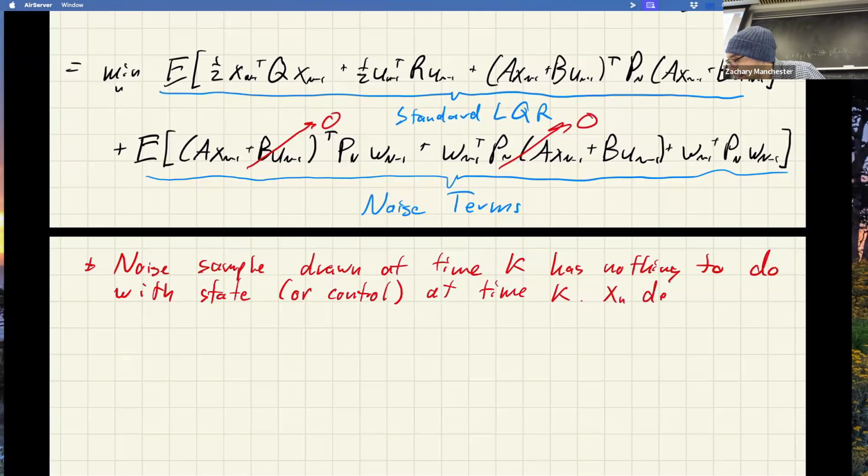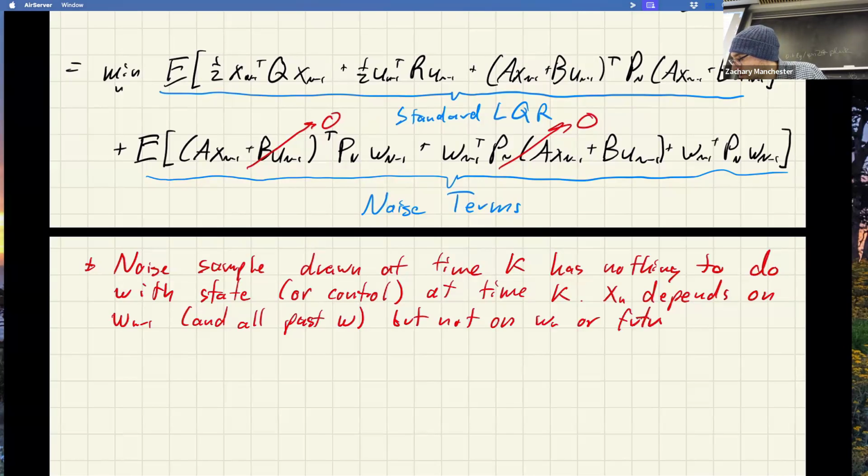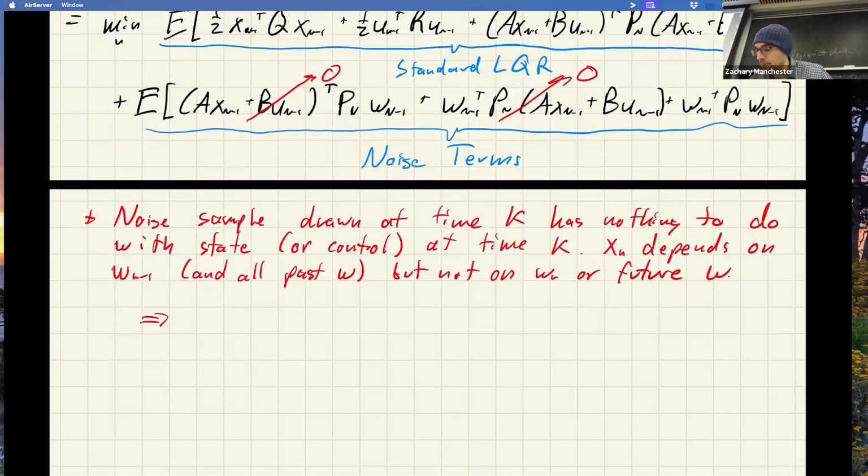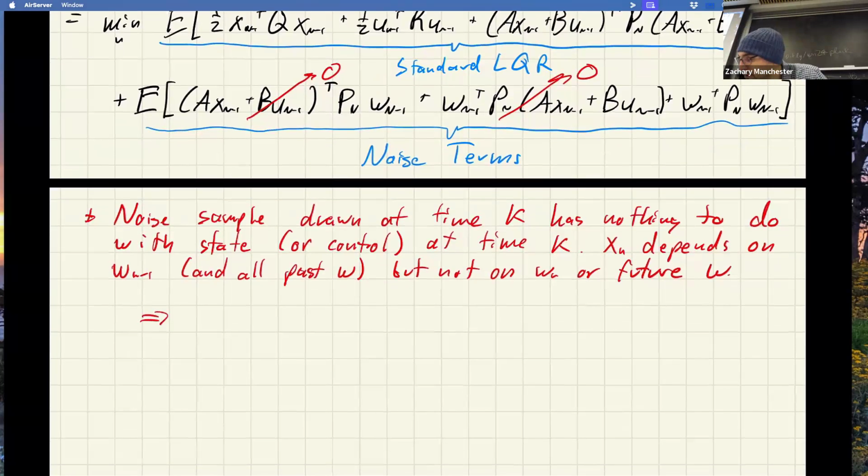So Xk does depend on past noise. It depends on Wk-1 and all past W's, but not on Wk or future W's. So all this means that these things are uncorrelated, and so those terms are zero.